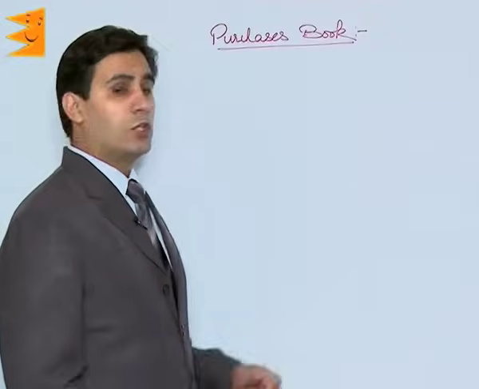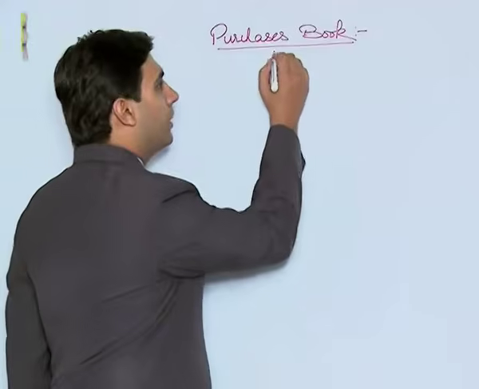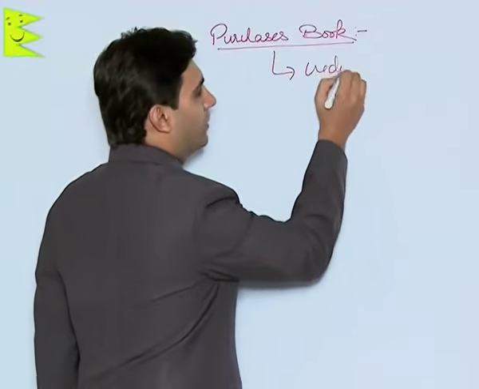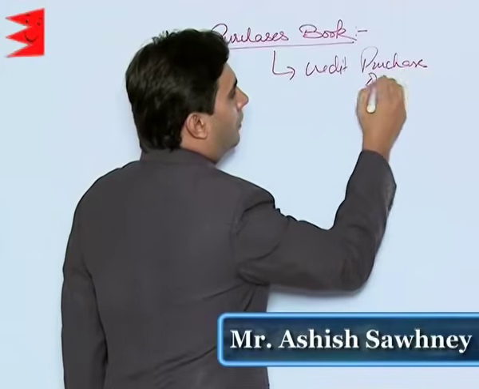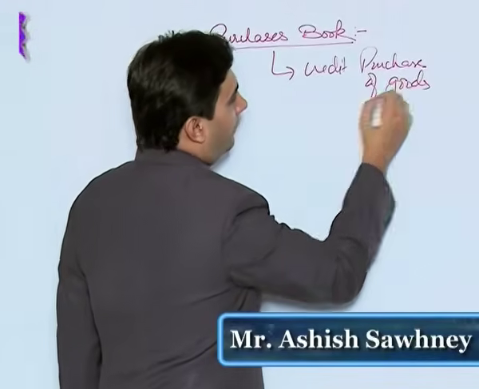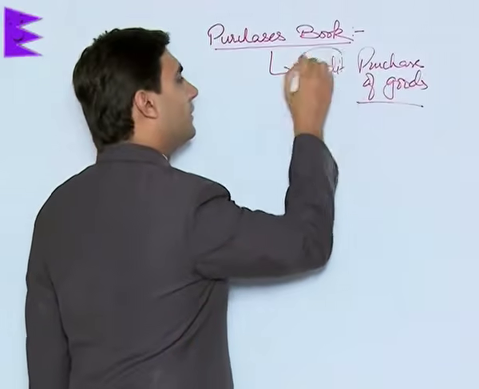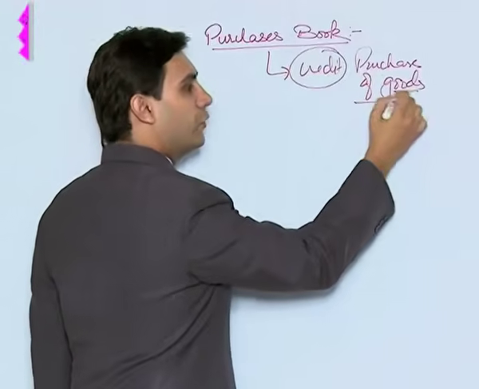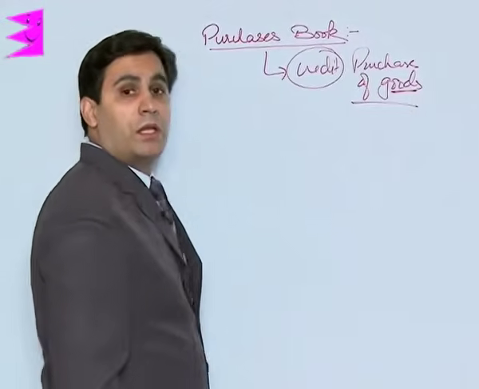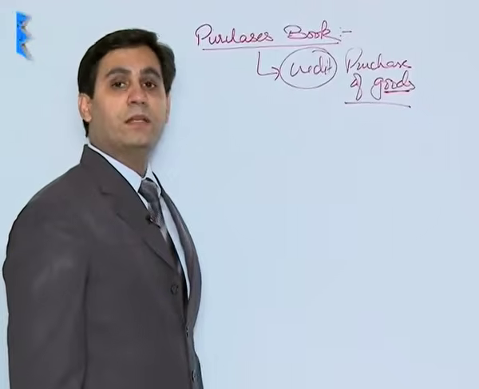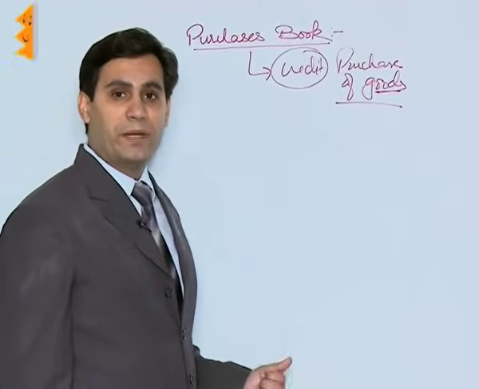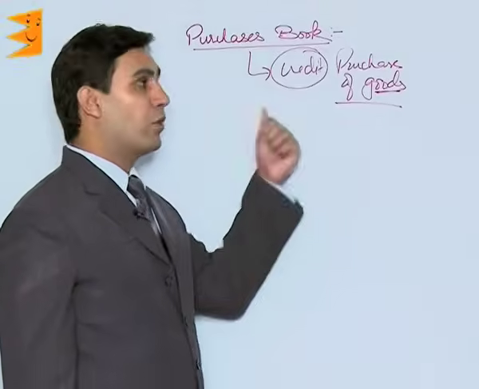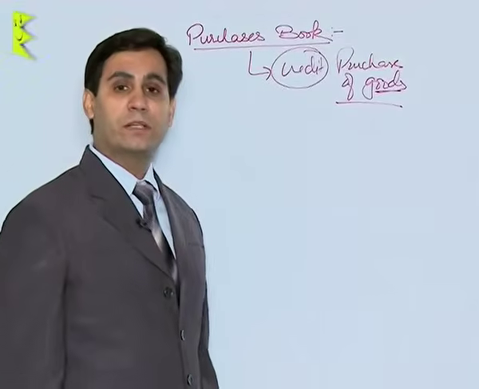Purchases book. Now purchases book is used to record credit purchase of goods. Now students, it is important to understand here that it is the credit purchase of goods. By goods we mean, if we are a trading firm, then the things that we trade in, and if we are a manufacturing firm, then raw materials.